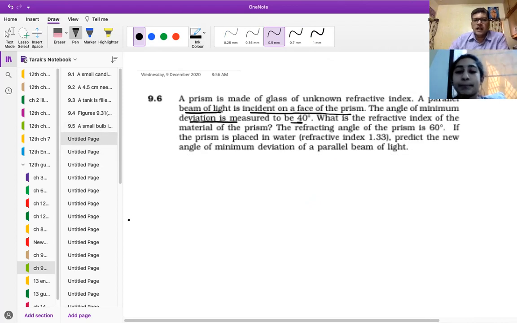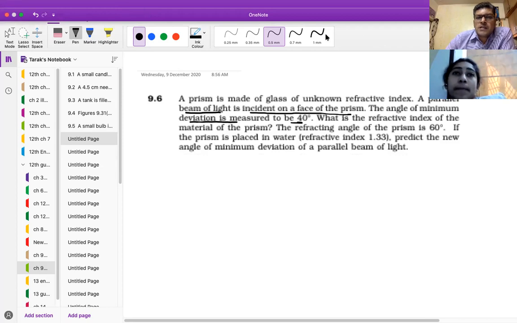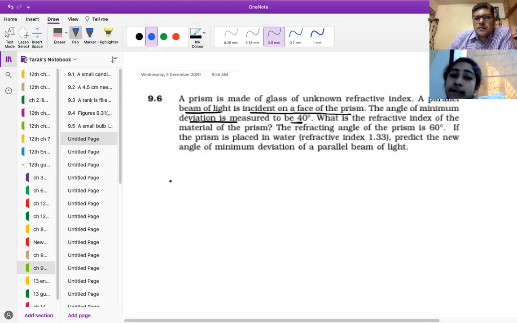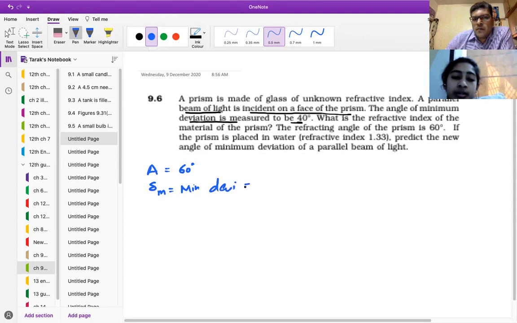Delta m. So first of all, I am aware of the prism angle. Prism angle is always 60 degrees. So I am using the first data. My A is called the prism angle, which is 60 degrees. My delta minimum is 40 degrees. So what is the refractive index of this prism? First of all, our task is to find n.